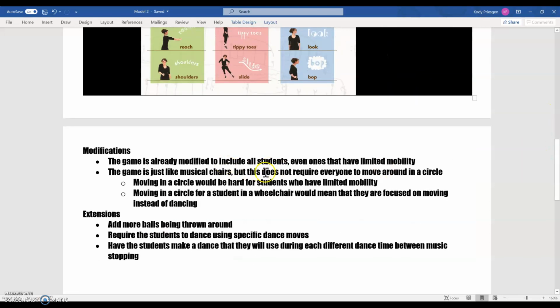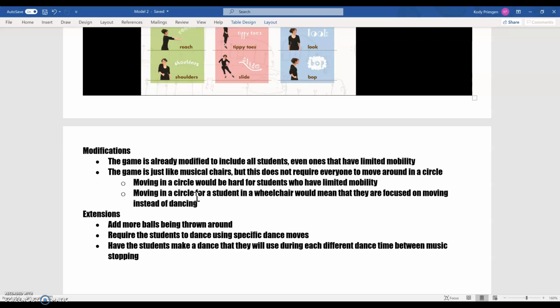The game is just like musical chairs, but this does not require everyone to move around in a circle. Moving in a circle would be hard for students who have limited mobility because, if students can move fine compared to students who can't move, they're going to get lapped and they're going to have a hard time. And then running to the chairs is going to be hard for them too. This way they can just stand where they are and dance, or if they need, they can be given a chair or something to sit down on.